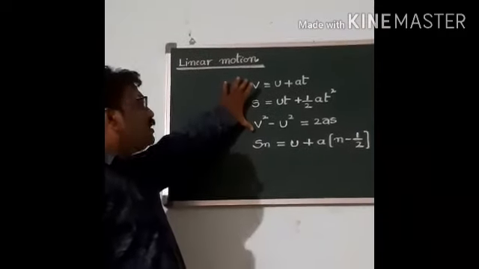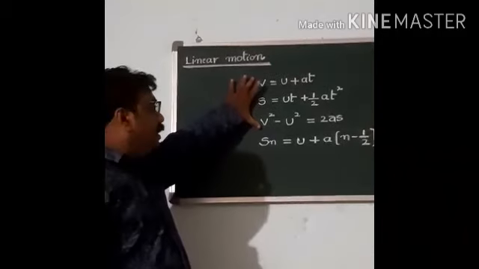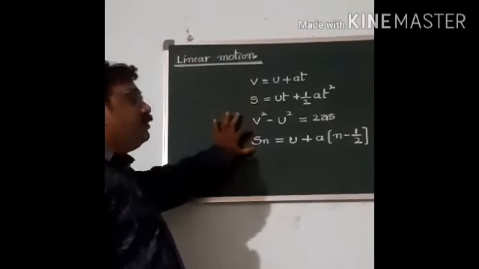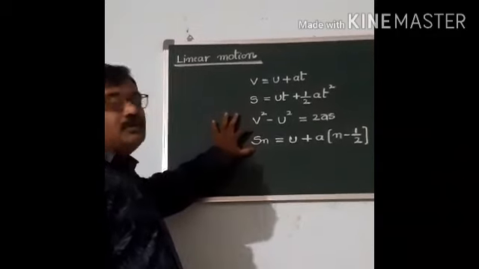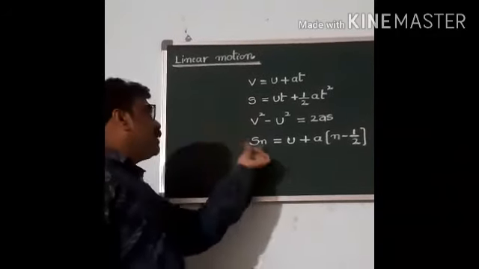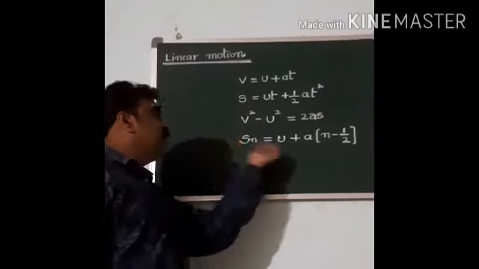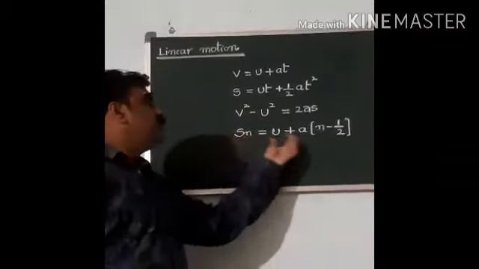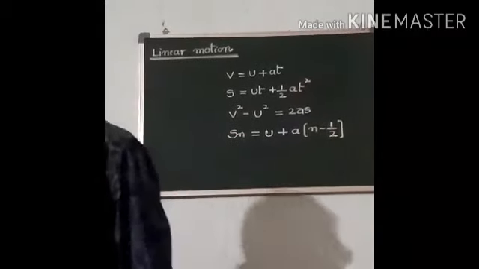These three equations are in the 9th class syllabus, but this one we will learn in intermediate. Even so, at the end of the lesson I will explain how we can derive it. This is the nth equation of motion, Sn equal to u plus a into n minus half.